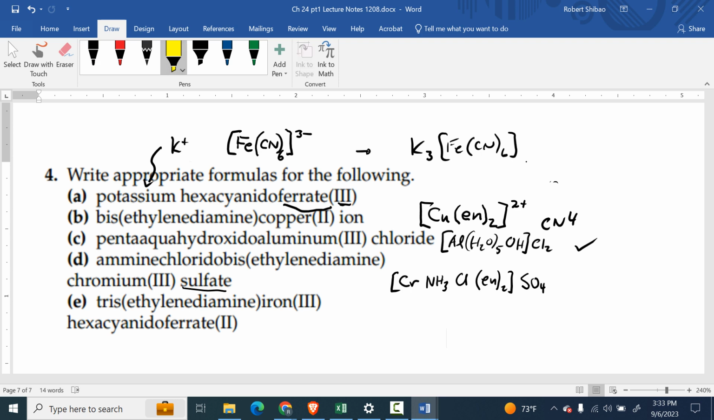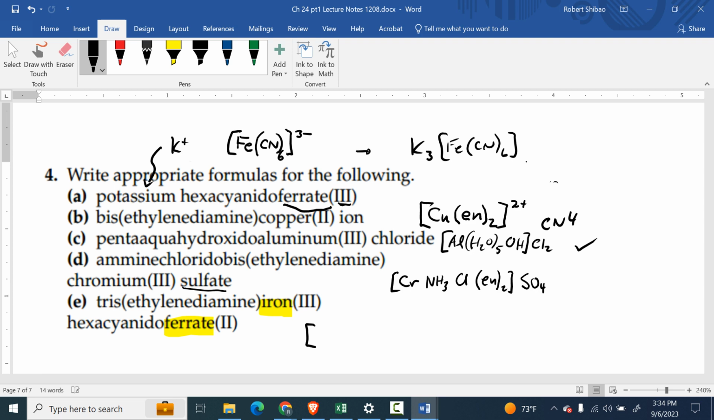E is an example of a complex cation and a complex anion. The complex cation has iron as the metal. The complex anion has ferrate as the metal. In other words, both of these complexes have the same metal. It's just one is called iron, the other is called ferrate because the cation has an unmodified name and the anion has a modified name. So let's go ahead and build the cation first.